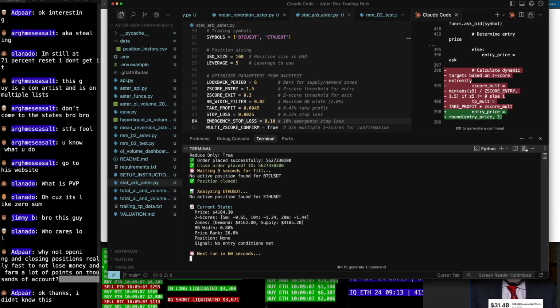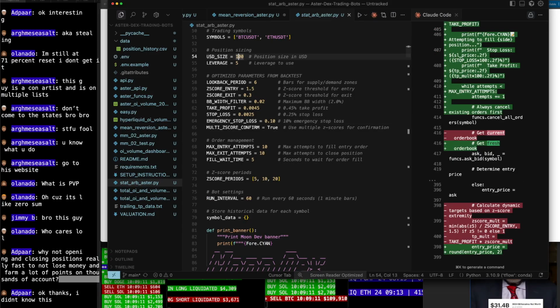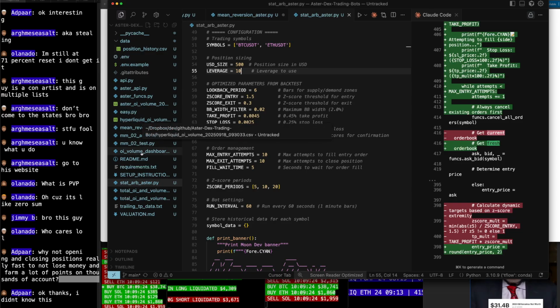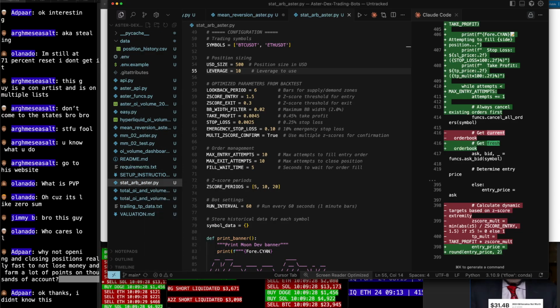Okay, so far it's not doing too bad. So I'm gonna actually run this a little bit harder. Let's say 5 and then 10. Not going crazy, not going crazy. I'm also gonna run it elsewhere so I can test some other things. Aster, okay. Copy path.